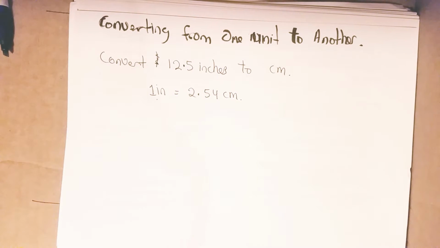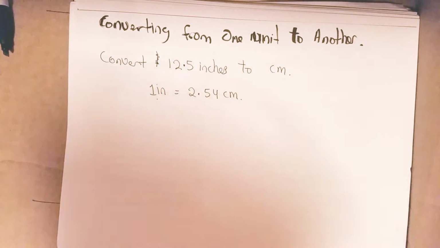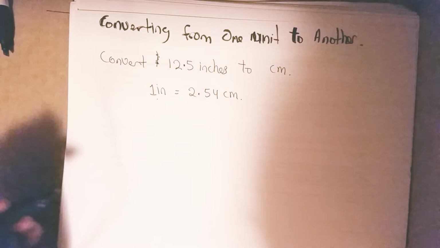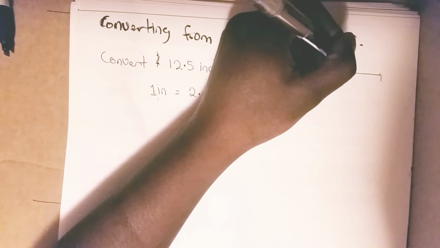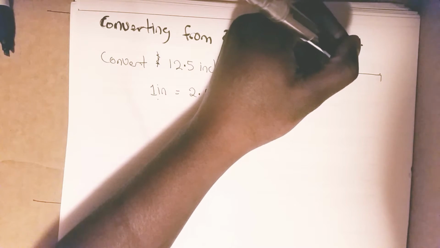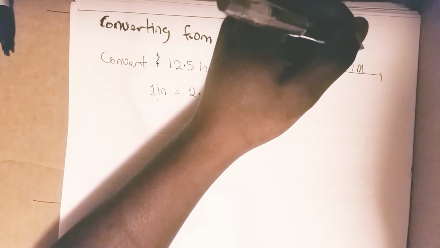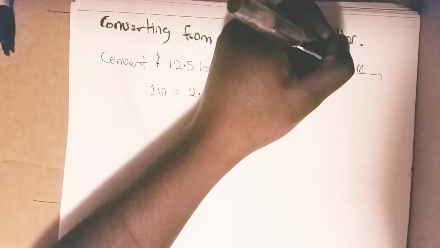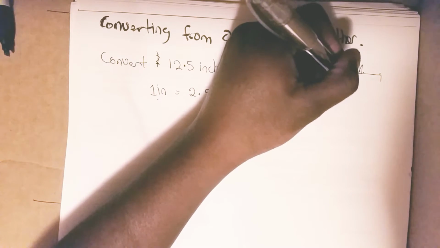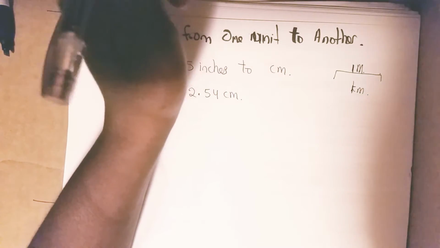So, converting from one unit to another. In chemistry, in life, you always have to convert stuff, right? 1 mile, how much is that in kilometers? Or you have 1 meter and you want to convert that into miles, or kilometers, or something like that.